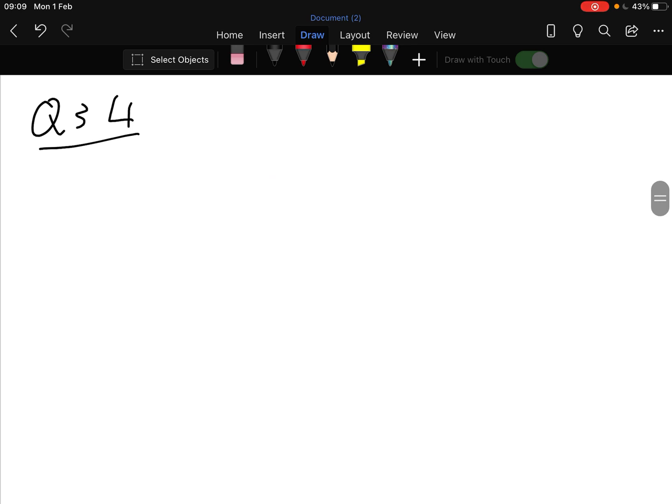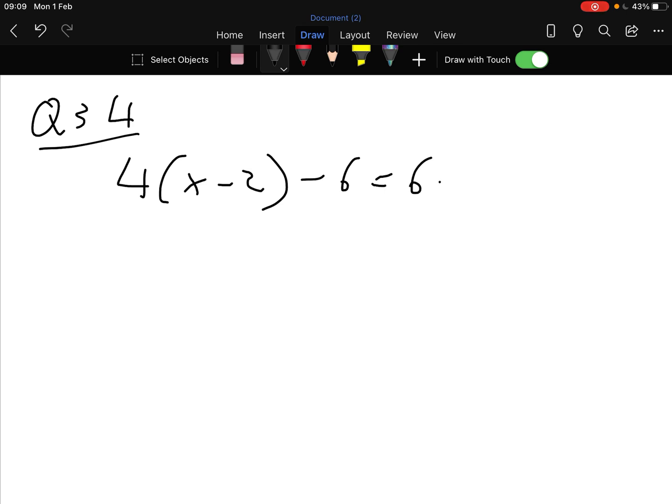Question 34 now. Question 34 is a tough one. Here's why. Okay, it's the hard one. See how you get on with this. 4 into x minus 2, minus 6 equals 6 minus x plus 5. Okay, so 4 into x minus 2 minus 6 equals 6 minus x plus 5.